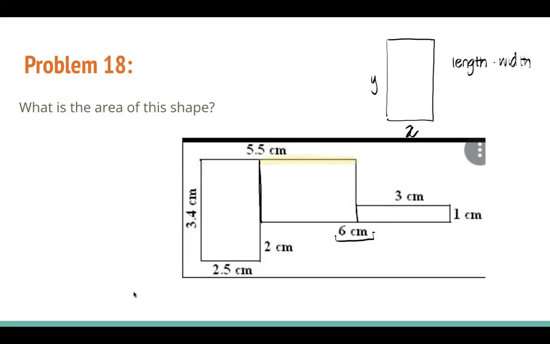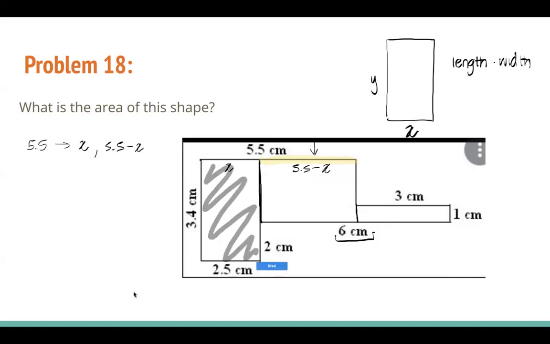Right? So we know that we've broken up our 5.5 side into, let's call this x, and then this would be 5.5 minus x. So we've split this up into x and 5.5 minus x. In order to find this side length, we just need to find out what x is. X is the thing we don't know. So x is 2.5, so we got x equals 2.5.